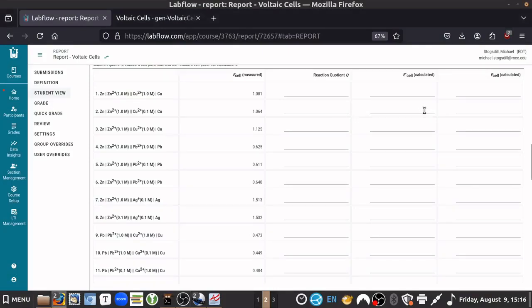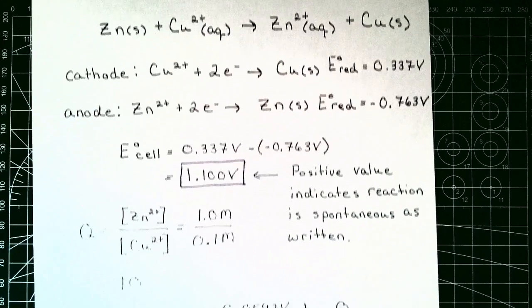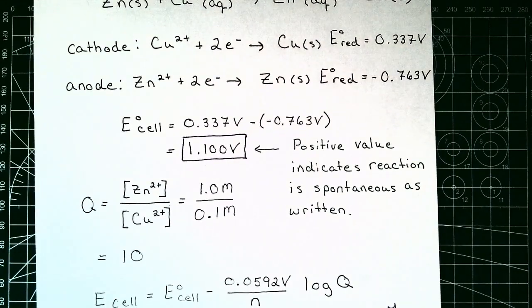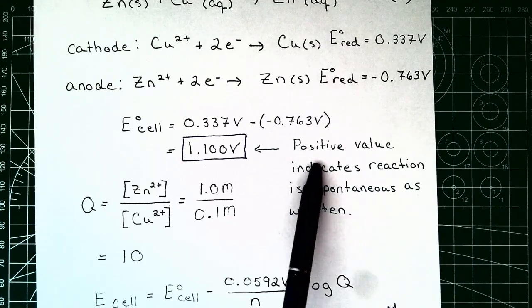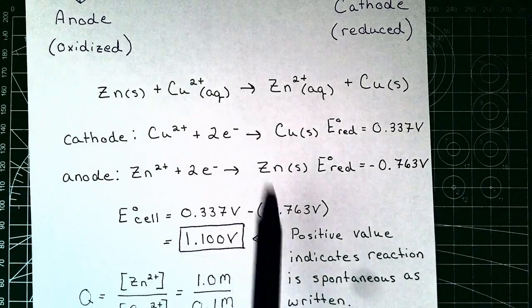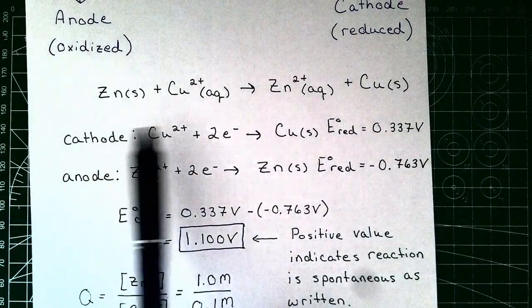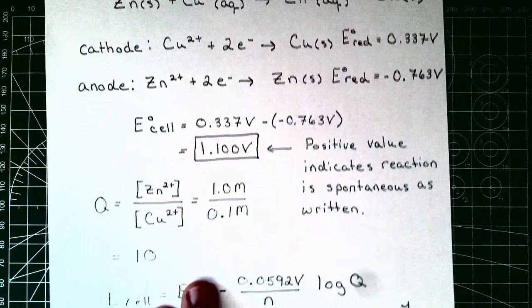I calculated this value first because what that's going to do is allow us to have a little sanity check here. We want to make sure that we're getting a positive value here. This indicates that the reaction as we have written it up here is spontaneous. Okay, and that's what we want. So we know that we're on the right track now.